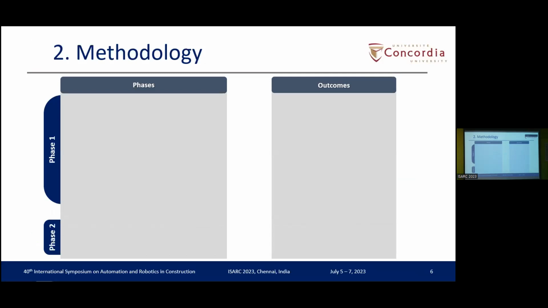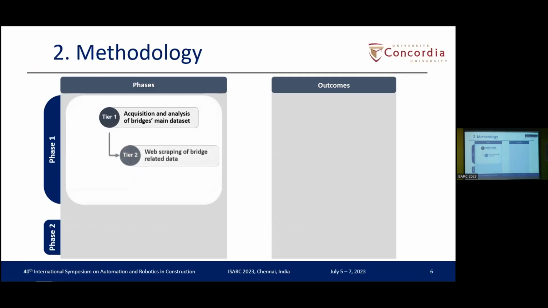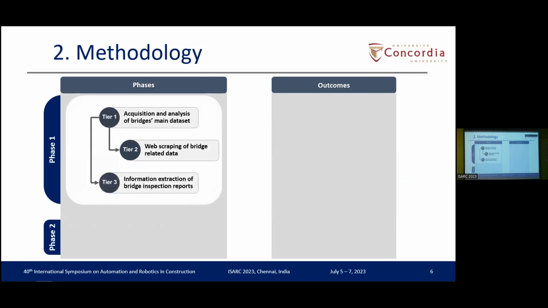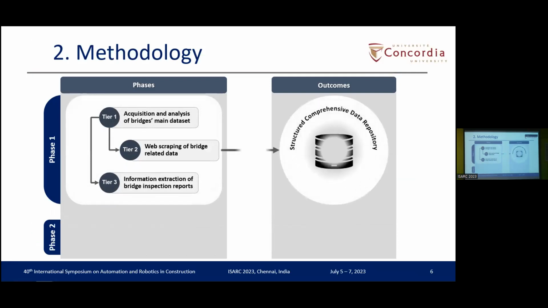The first phase is a three-tier method designed for data acquisition and compiling that included acquisition and analysis of the bridges' main dataset, web scraping of bridge-related data from Ministry of Transportation websites, and information extraction from bridge inspection reports. The output of this phase is a structured, comprehensive data repository ready for further analysis, processing, and modeling steps.